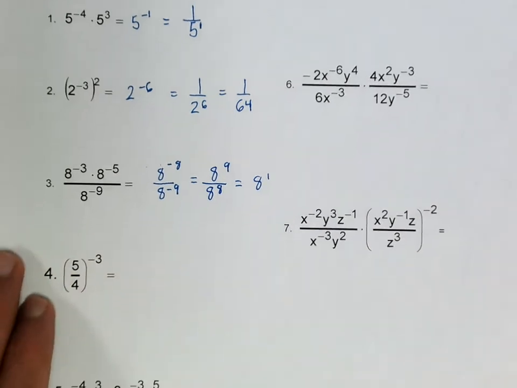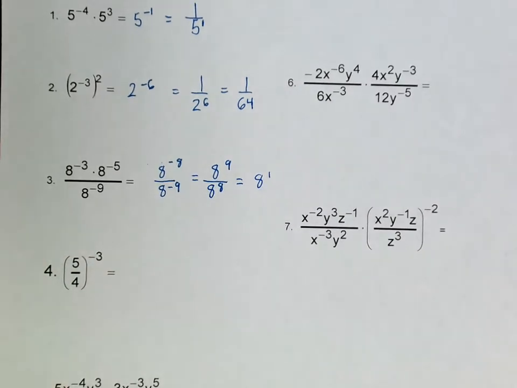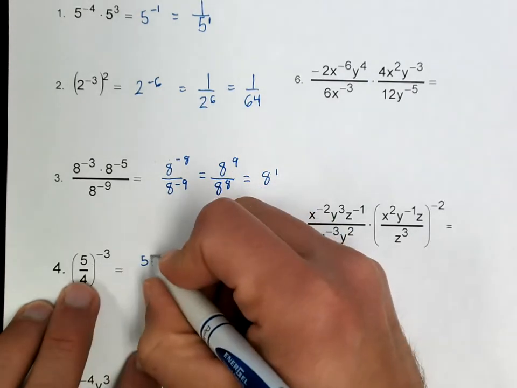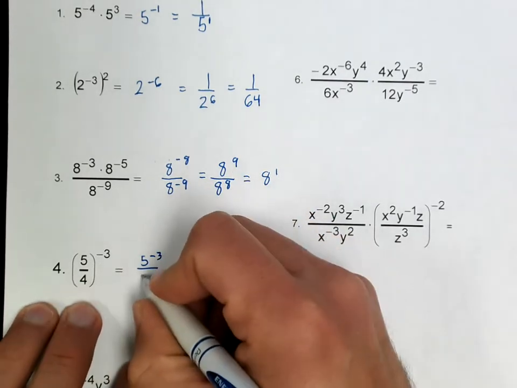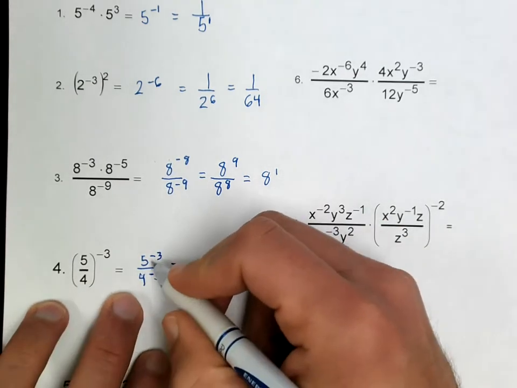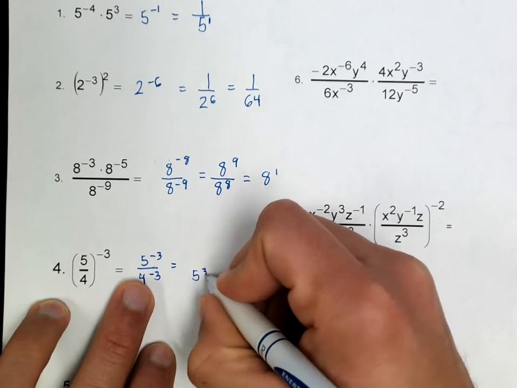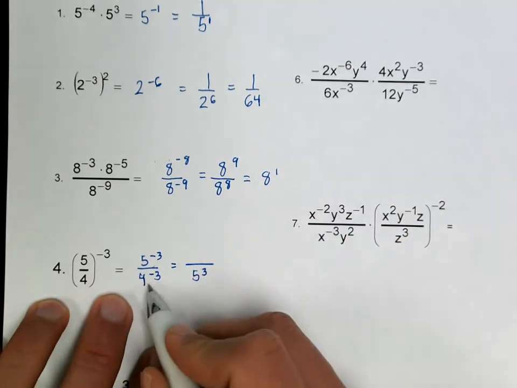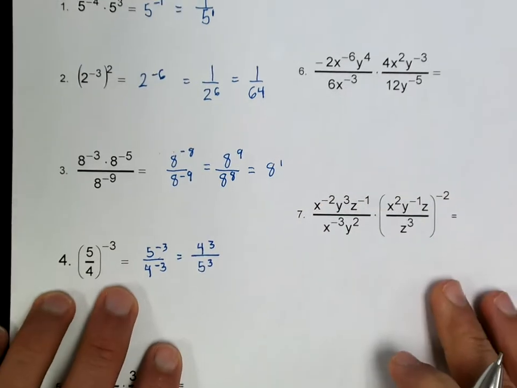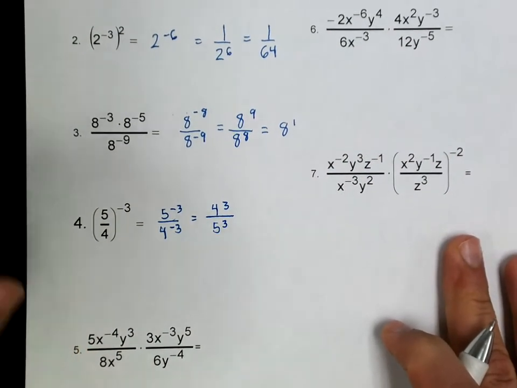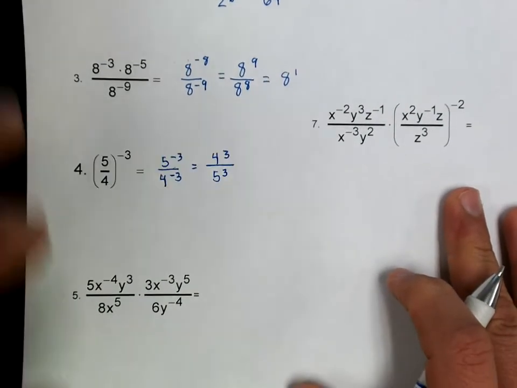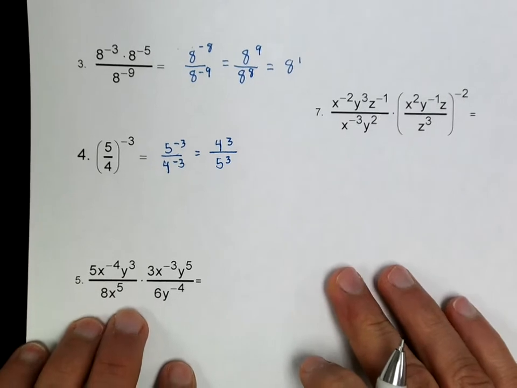Okay, so number 4, again, this is not the only way to do it, but if you distribute, because I have this raised to a power, I can raise the numerator to this power, and I can raise the denominator to this power. And then I can bring this to the bottom, make the exponent positive, and I can bring this to the top and make that exponent positive. The goal here is to do this without a calculator, especially when dealing with numbers, so I'm going to leave it like this.